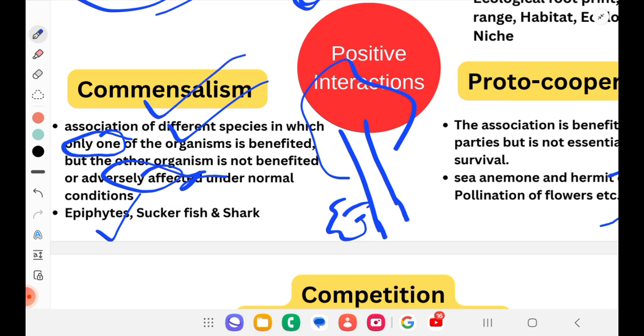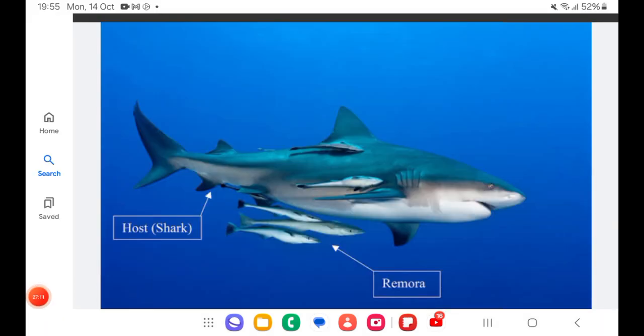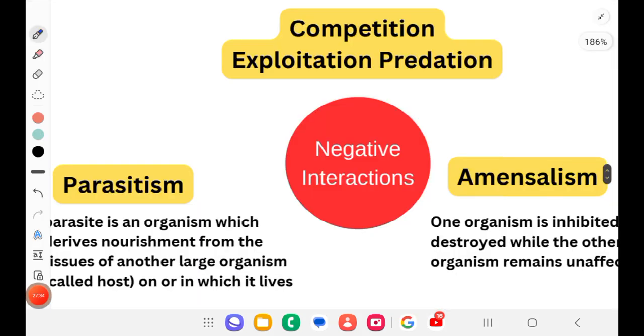So one is epiphytes, another one is, if you see, suckerfish and a shark. The suckerfish will get fed by whatever remaining food there is of the shark. So that is a combination here. It's commensalism. The suckerfish is benefited, whereas it is not harming the shark, right? Then we'll see about negative interaction.